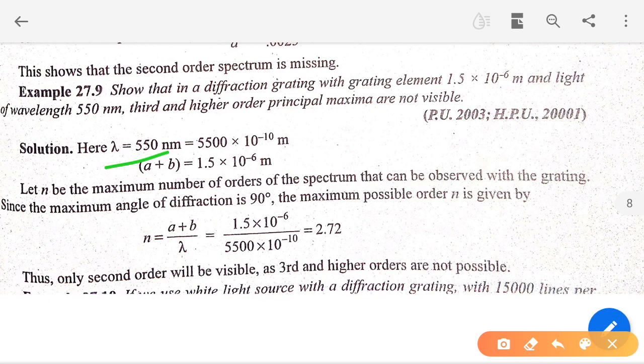We know that for higher order, let n be the maximum number of orders of the spectrum that can be observed with the grating. Since the maximum angle of diffraction is 90 degree, sin 90 is 1. The maximum positive order is n, so n is equal to (a+b)/lambda. Putting in the values, it is 2.72. Only the second order will be visible; the third order and fourth order are not visible here.